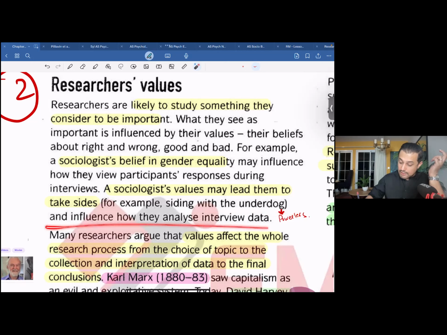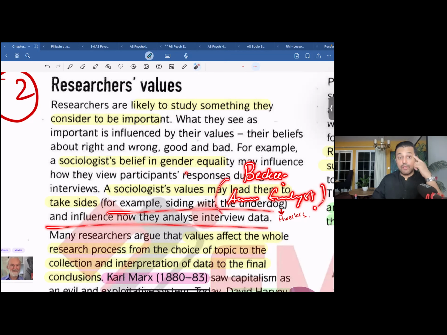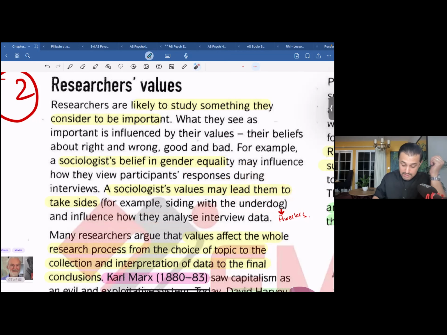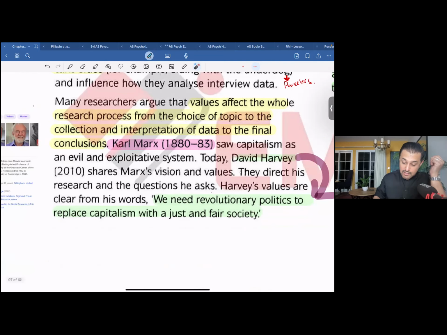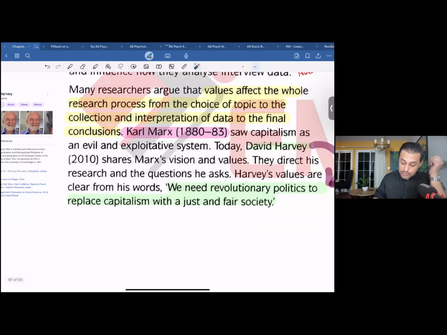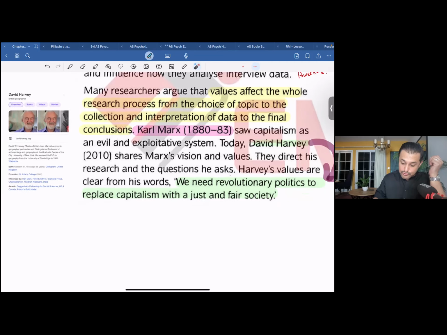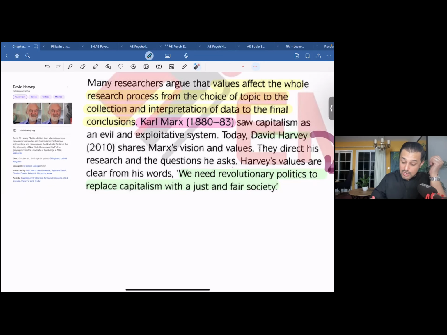for example, siding with the underdog, and influence how they analyze interview data. This reminds me of Howard Becker, the American sociologist, and how he was very openly advocating that he liked taking sides with the powerless underdogs. Taking this ahead, another example: many researchers argue that values affect the whole research process, from the choice of topic to the collection and interpretation of data to the final conclusion.